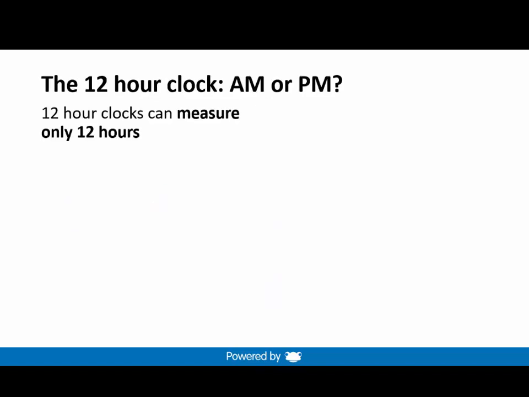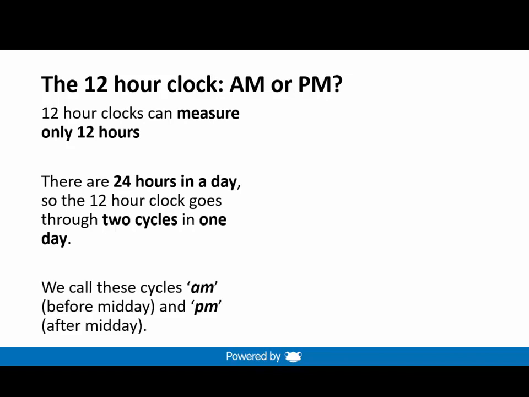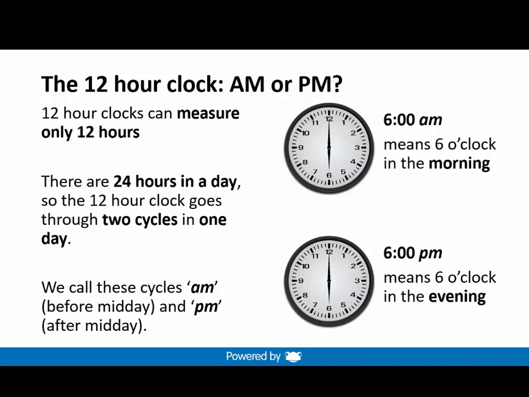12-hour clocks can measure only 12 hours. There are 24 hours in a day, so a 12-hour clock will go through 2 cycles in 1 day. We call these cycles AM, which means before midday, and PM, which means after midday. So if we look at these 2 clocks here, they're both showing 6 o'clock. But the top one is in the morning, so we would say 6 AM. And the bottom one is in the evening, so we would say 6 PM.